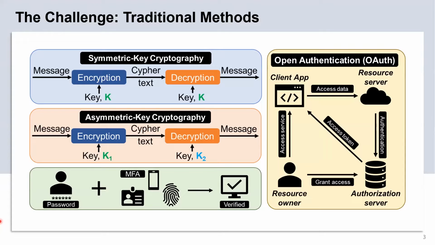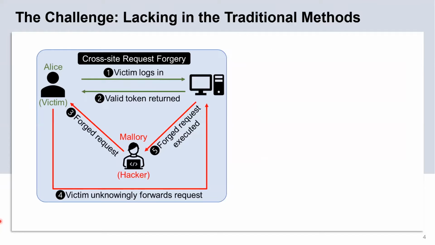In OAuth, user resources are stored in a resource server. The user accesses his or her resources using a client app, which requests an access token from an authorization server, which asks the user for permission. If the user grants access, it provides a valid token to the client app, which can then fetch resources for the user. Despite being widely used, digital signature or key-based authentication methods are vulnerable to various attacks.